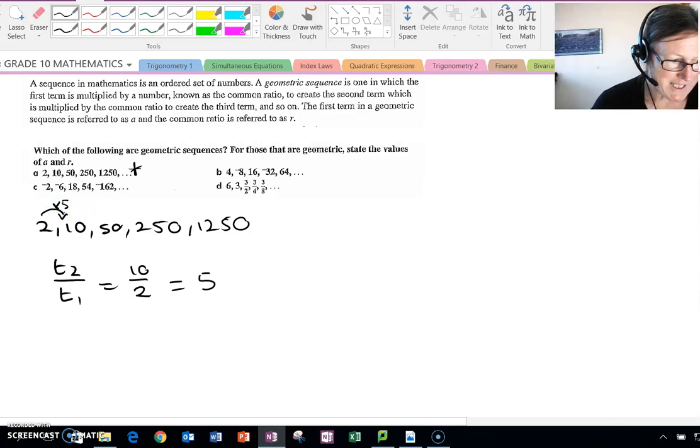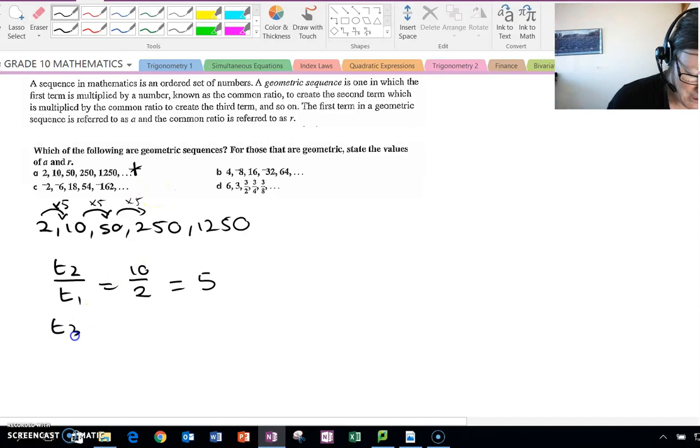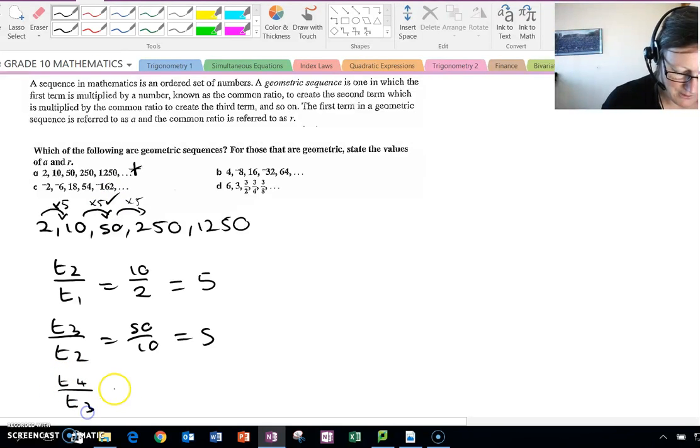For this to be a geometric sequence, there must be a common ratio. So this must be times by 5, this must be times by 5, etc. Let's see if it is. So let's get term 3 and divide it by term 2. So in other words, 50 divided by 10 also gives us 5. So yes. Let's do term 4 divided by term 3. So 250 divided by 50 is 5. So yes.